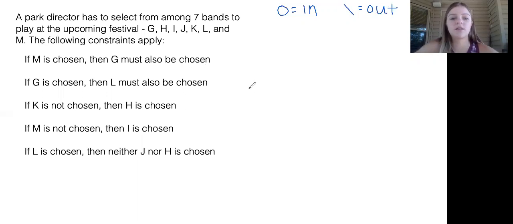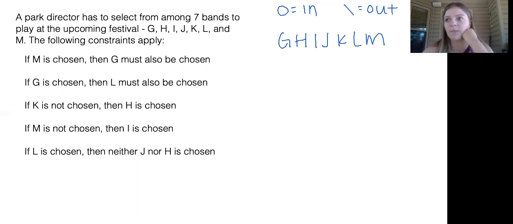So the scenario says a park director has to select from among 7 bands to play at the upcoming festival. We have G, H, I, J, K, L, and M, and the following constraints apply. At this point in any logic game, I would usually set up some type of board, whether it be an ordering game or a grouping game. I get my basics down and get an idea of where I'm going to be placing my variables, what my board's going to look like. But in circle slash, this is my board. My variables are my board. So I don't have to do anything else beyond what I already have written down.